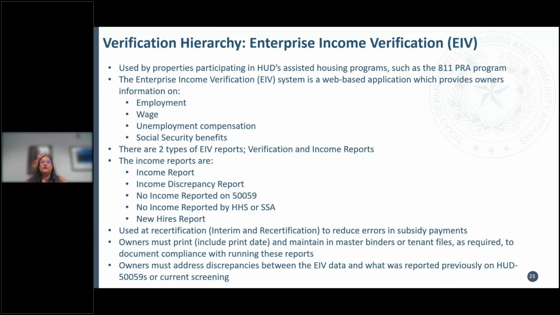These are used at recertification, both interim and annual, to reduce errors in subsidy payments. Owners must print and include the print date and maintain in master binders or tenant files as required to document compliance with running these reports. That is something we would look at during an 811 review, I believe. Owners must address discrepancies between EIV data and what was reported previously on HUD 50059s or on current screening. So if it shows that they have a job on the EIV and they tell you, oh no, I don't have that job, that's going to have to be explained in the file.